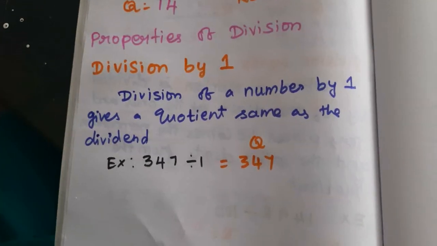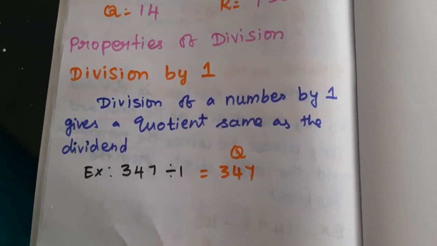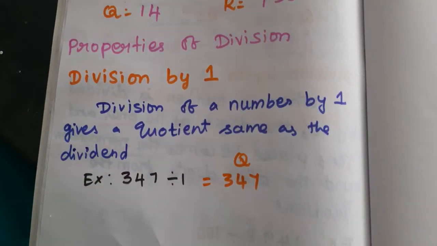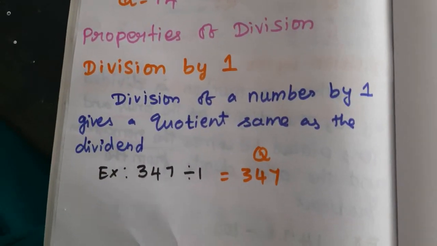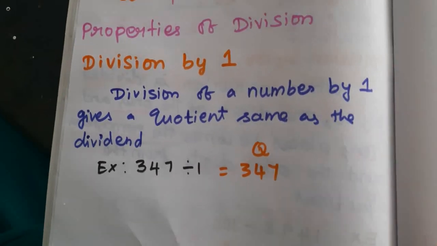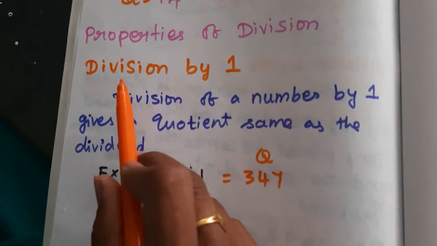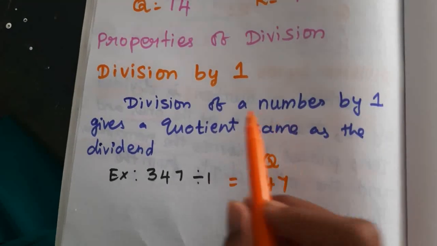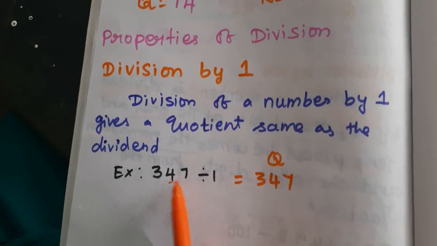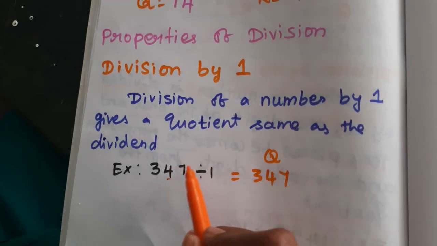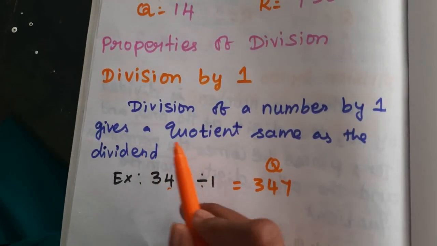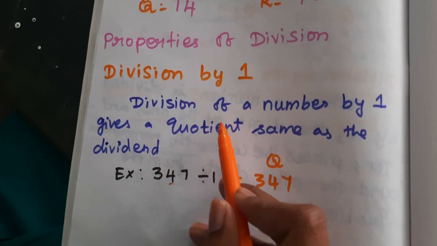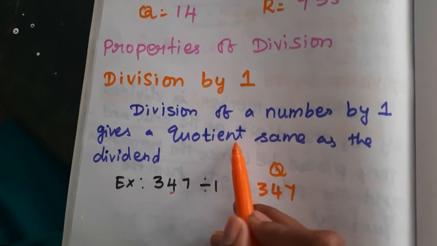Okay, so if any number is divided by 1, what is the quotient? The numbers in the dividend are the same numbers that come in the quotient. There is no remainder. So division by 1 means the quotient is that dividend. Whatever is given in the dividend, we have to take the same as the quotient.